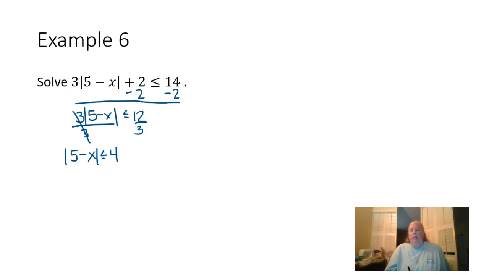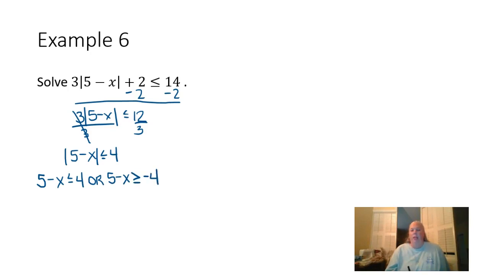Okay, now in order to solve this, we're going to separate it into its two individual inequalities. And because this is a less than problem, this is going to be a compound inequality connected by the word and. And my two inequalities are 5 minus x is less than or equal to 4, and 5 minus x is greater than or equal to negative 4.